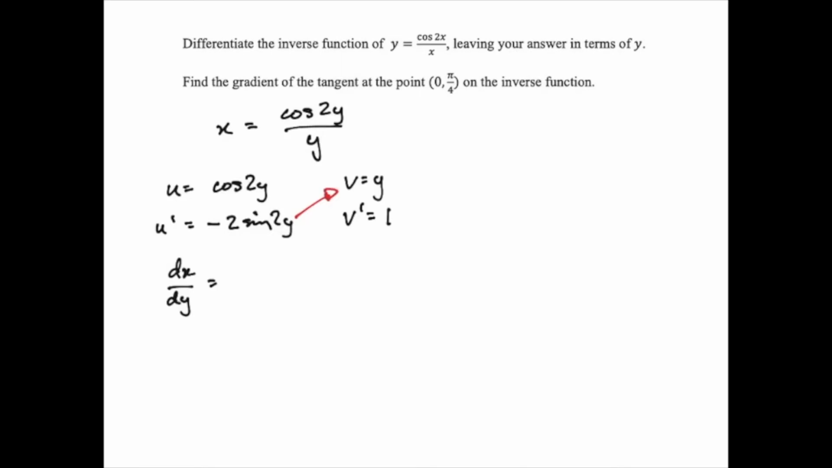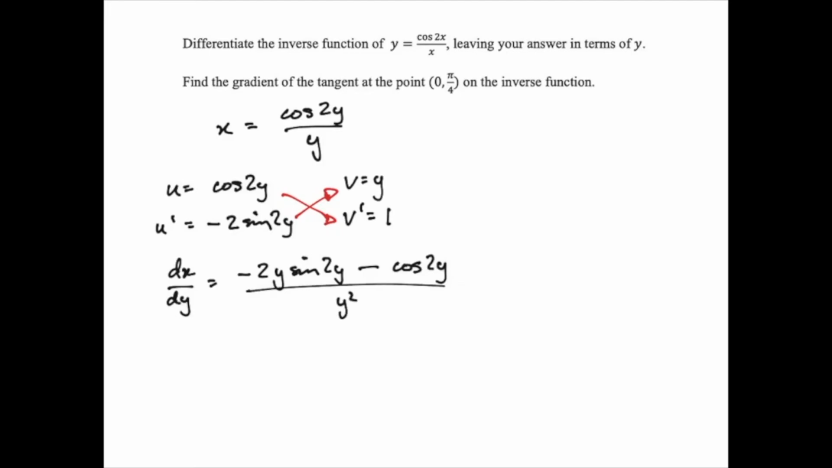v dash is 1, and my dx/dy will be u dash times v. Remember, for the quotient rule, the order is important, isn't it? So let's make sure we get it right. So it'll be negative 2y sine 2y, and then it'll be minus v dash times u. So that's just 1 times cosine 2y, all over v squared, so y squared.